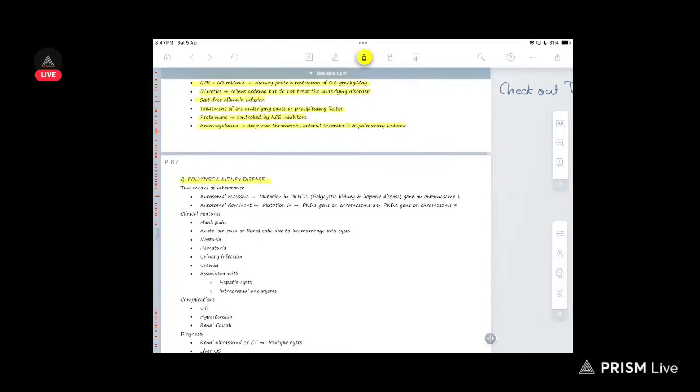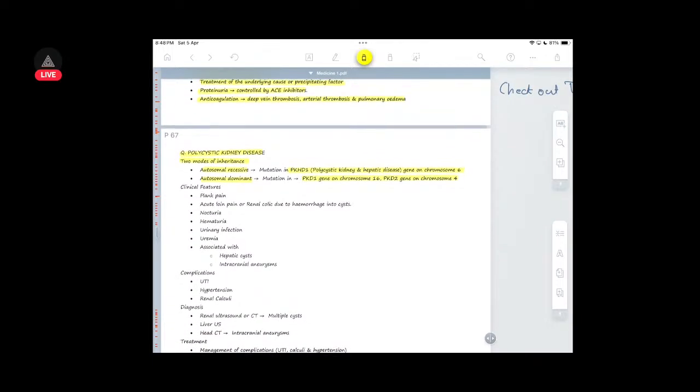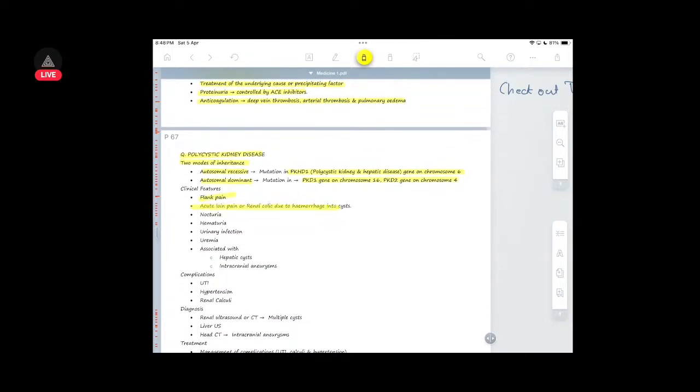Polycystic kidney disease has two modes of inheritance: autosomal recessive and autosomal dominant. In recessive, it is a mutation in PKD1 on chromosome 6. In dominant, it is PKD1 on chromosome 16 and PKD2 on chromosome 4. This is more common. They have flank pain, acute loin pain, nocturia, hematuria, urinary infection, uremia.